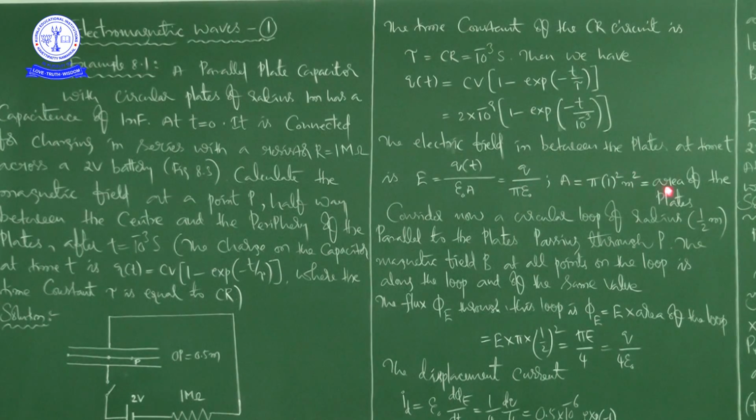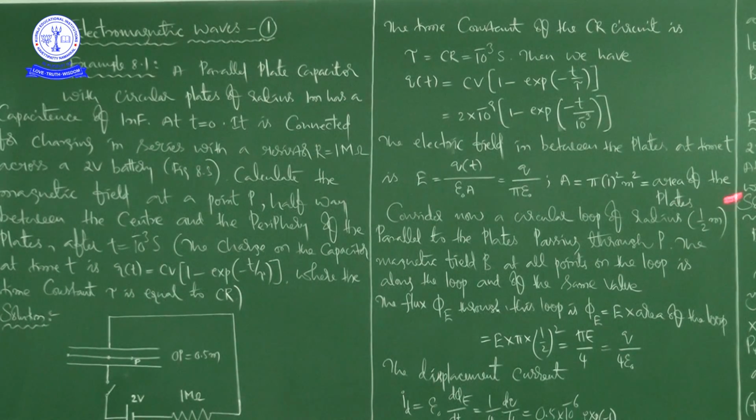This is the electric field we got, and afterwards we got the flux through this loop, phi E, equal to q by 4 epsilon naught. Then the displacement current ID will become 0.5 into 10 to the power of minus 6 exponential of minus 1 at t equal to 10 to the power of minus 3 seconds. By using the Ampere-Maxwell law, we calculated the magnetic field, which is 0.74 into 10 to the power of minus 13 Tesla.